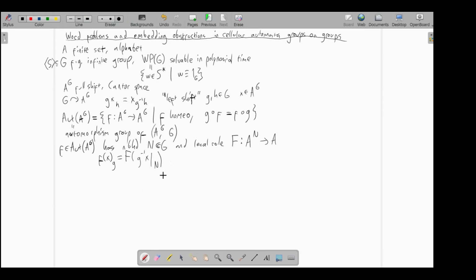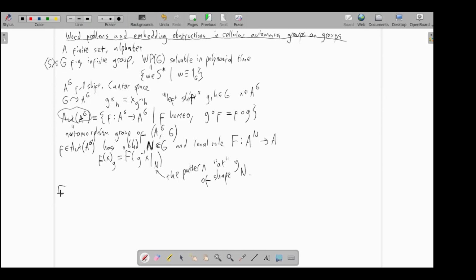But this is really the pattern at G of shape N. So this corresponds to what people often call cellular automata, like Game of Life and stuff. Of course, for it to be in the automorphism group, it also has to be a homeomorphism, and it's a little non-trivial when this kind of map gives rise to a homeomorphism. But in any case, that would be the definition.